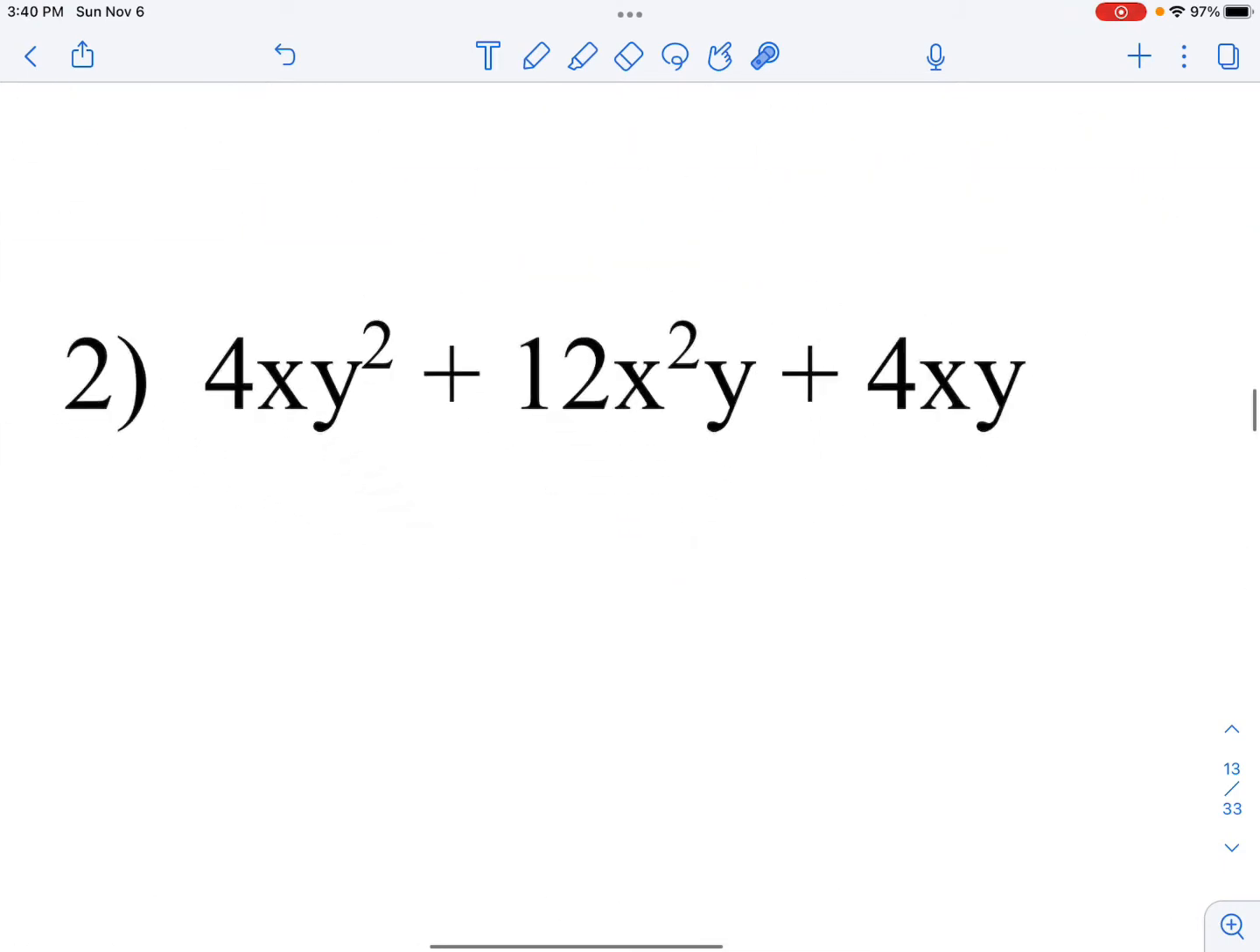Let me try number 2. This one seems a little bit harder. I'm looking at 4, 12, and 4. I'm ignoring all the x's and the y's for just a second. But 4, 12, and 4, I can divide all 3 of those numbers by 4.